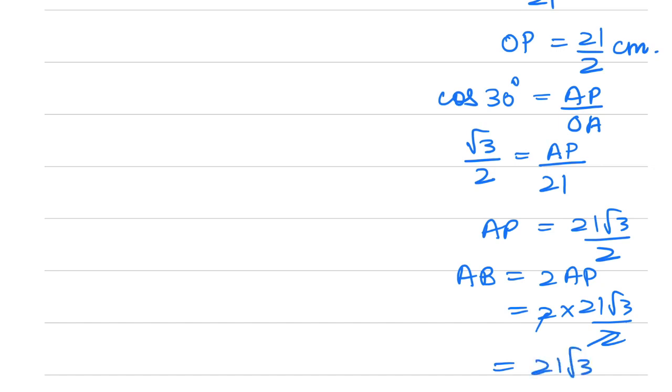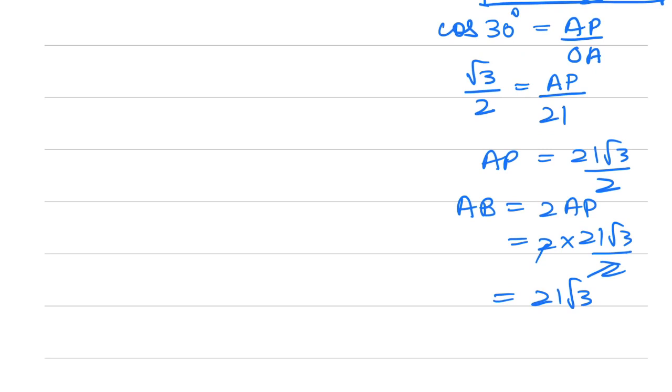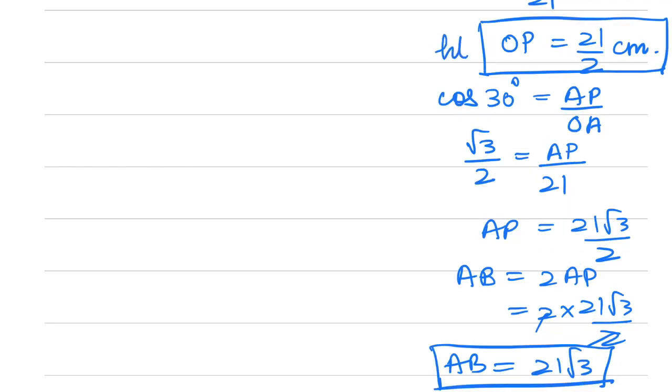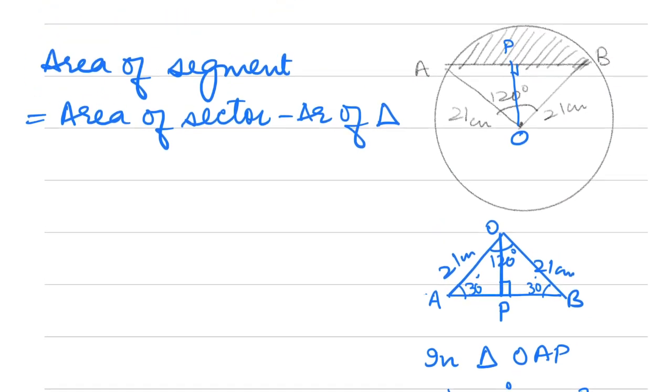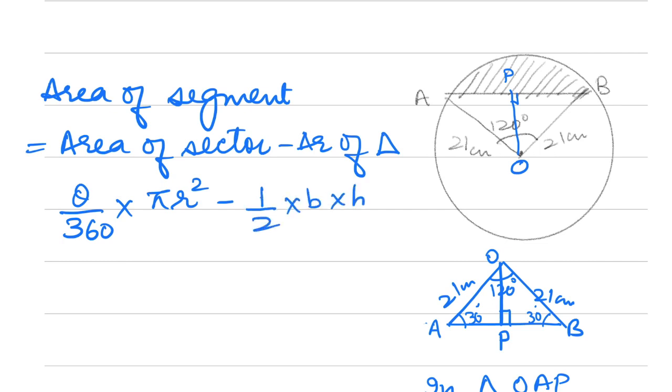So this is the base of the triangle and this is the height. OP is the height of the triangle and AB is the base of the triangle. So we can use this as base and this as the height. Now let's come back to this formula now. Area of sector is theta by 360 multiplied by pi r square minus area of triangle. We can use as half into base into height.